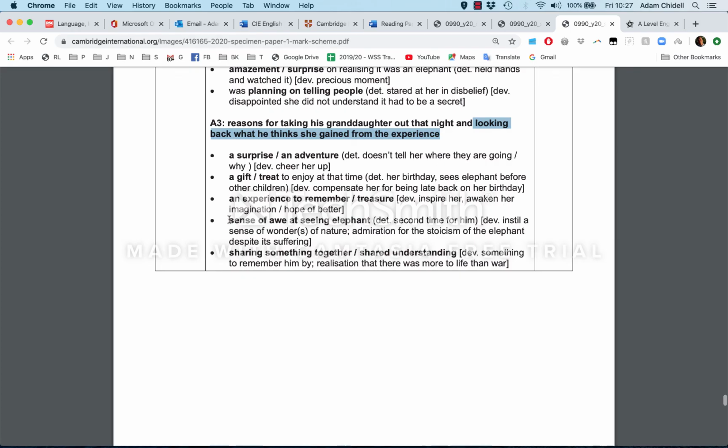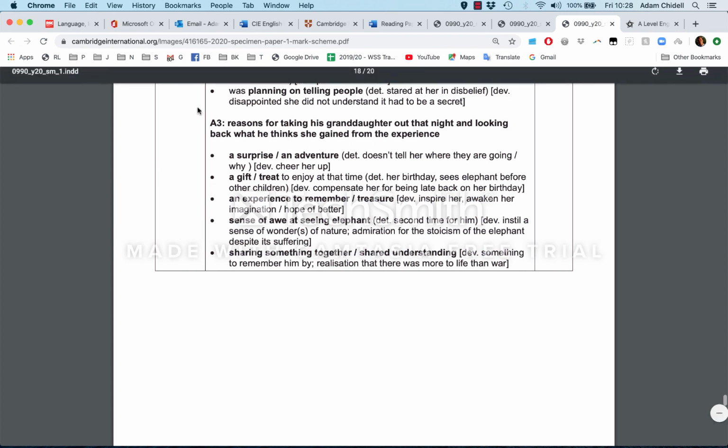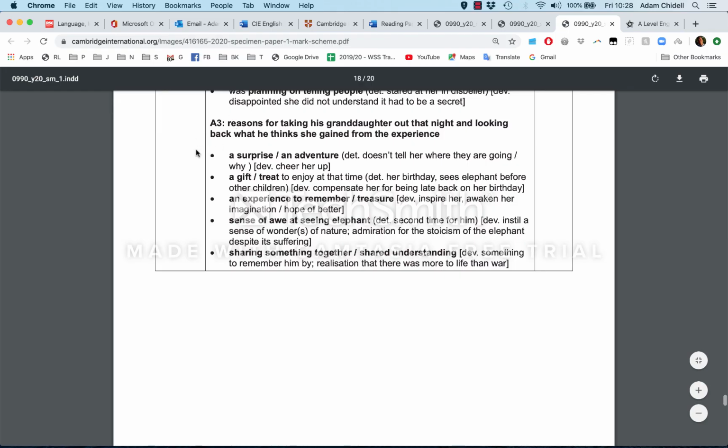So, for instance, here, it notices the sense of awe that was felt when she saw the elephant. You might add in the detail that this was the second time for him, so perhaps he wasn't quite as awestruck as she was at that point. And then you might develop it, thinking, well, what did she gain from the experience? Maybe it gave her a sense of wonder about nature. Maybe it triggered for her a deep love for the natural world and an obsession with elephants. That might be something that, as the grandfather, you might imagine could have happened as a result of this. So remember, this third bullet point will require the most amount of inference.